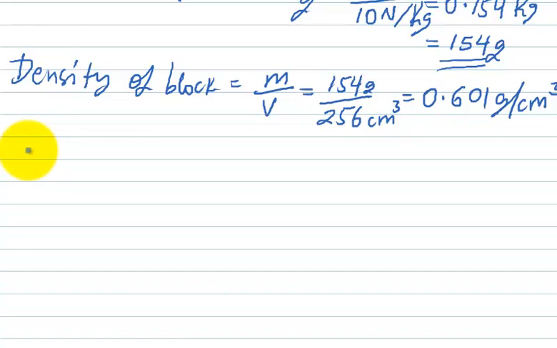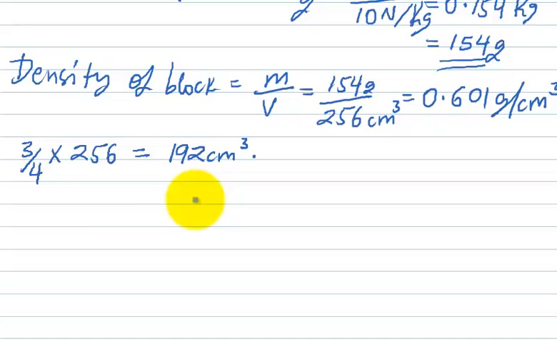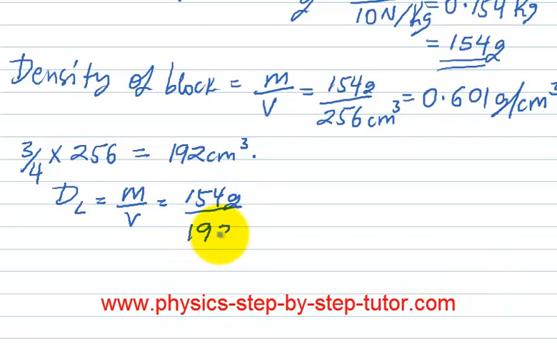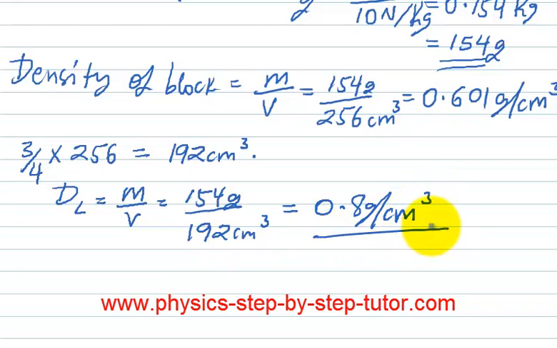Now we are told that 3/4 of the block is submerged. That means the volume of the liquid displaced is equal to 3/4 of the volume of the block. So we get 3/4 of 256, which will give us 192 centimeters cubed. We already know the mass of the liquid. Therefore, it's very easy to calculate the density of the liquid from mass divided by volume, which is 154 grams divided by 192 centimeters cubed. And this gives us 0.8 grams per centimeter cubed. So the second part is very easy.